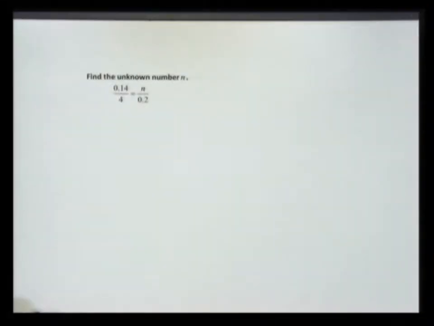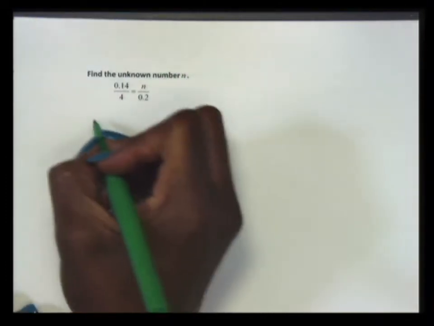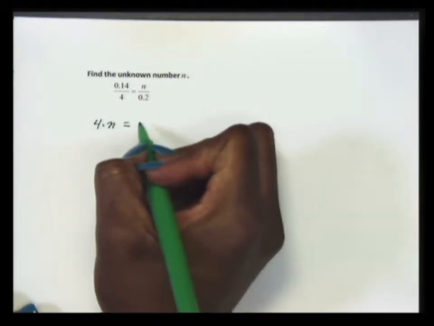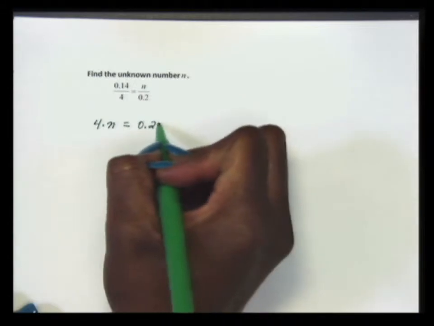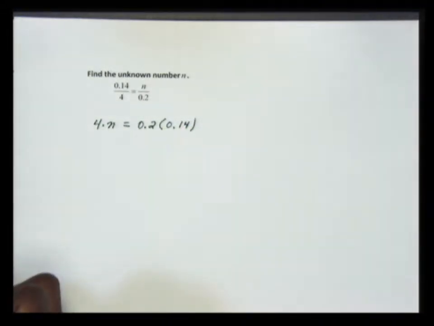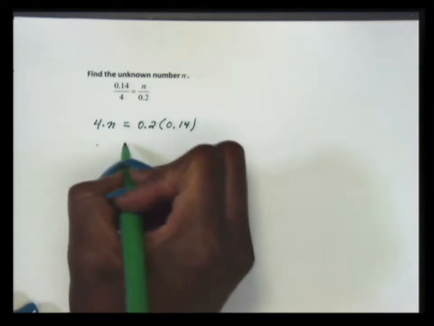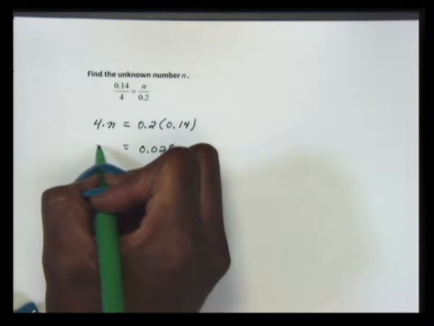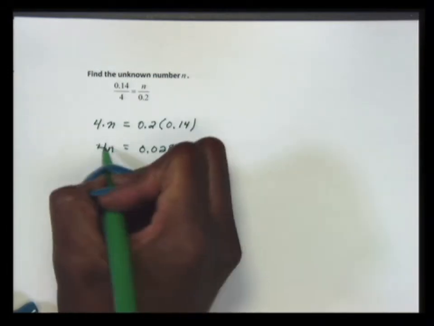Our first example, we have a proportion already set up. So what we'll do is we'll cross multiply. So we'll multiply 4 times the n equal to the 0.2 times 0.14. On the right, we'll go ahead and multiply the 0.2 times 0.14, and we have the 0.028. We have the 4n still on the left.